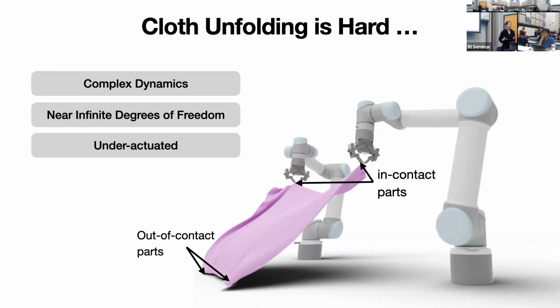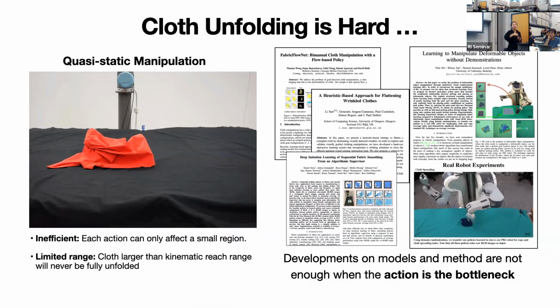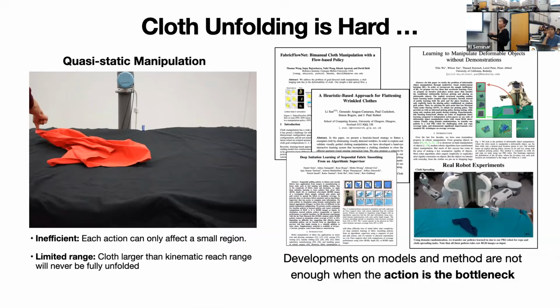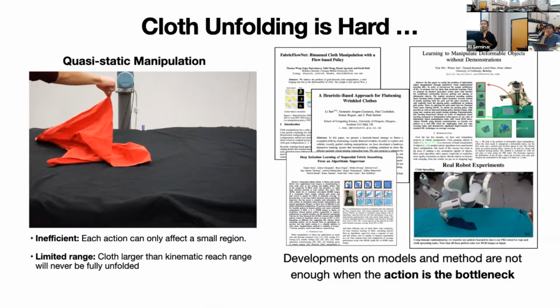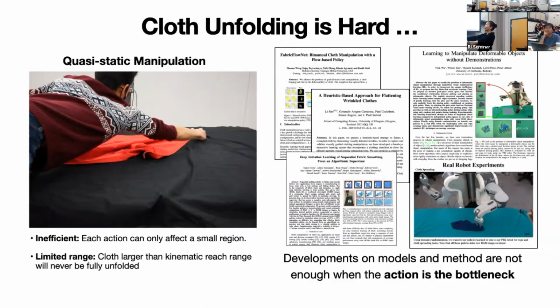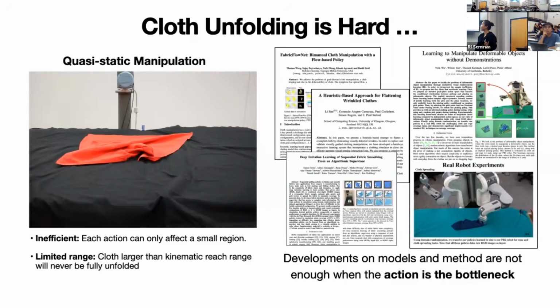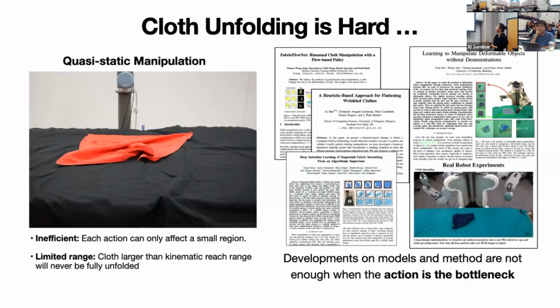Because of all these special properties of deformable objects, the typical action primitives that people code up for handling rigid objects are often not sufficient. For example, the pick and place action is often not sufficient because each action can only affect a very small region on the cloth. And if the cloth is larger than the robot's maximal reach range, then we are never able to fully unfold the cloth, unless your robot can climb over the workspace. As a result, I think this choice of using only quasi-static actions for deformable object manipulation has become a shared bottleneck for a lot of prior works in deformable object manipulation.